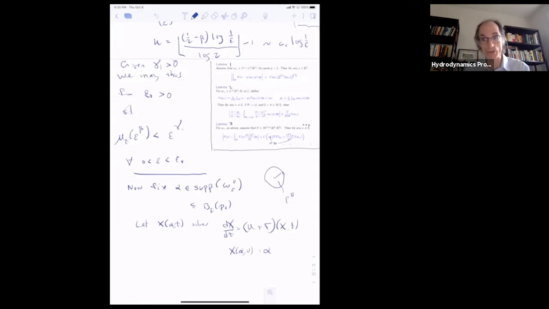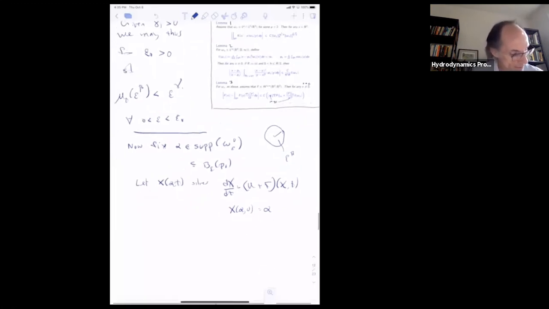And so if I can control what those are doing, if I can control how far those stray from the center of vorticity, then I will have proved my theorem. I will have shown that the vorticity at later time remains contained close to the center of vorticity. Okay, that's my goal. And so let me define rho of t to be, I'll write x of t without exhibiting the alpha, x of t minus the center of vorticity, the distance from the center of vorticity.